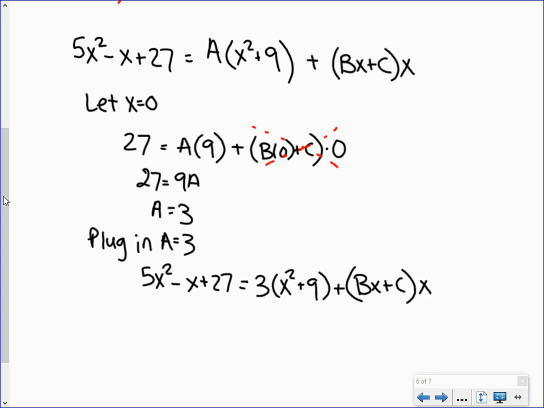So if you want to distribute and see if you can figure it out, you could. What's another method we tried last time? Plug in a random x. The only x we've tested already is x equals 0. We could just say let x equal 1.